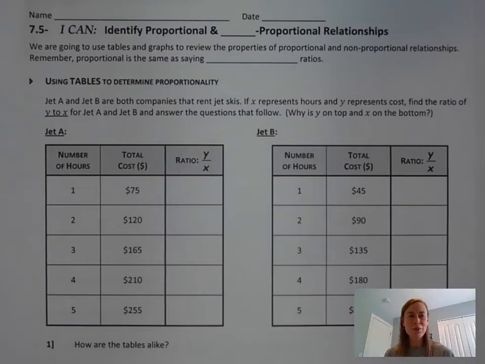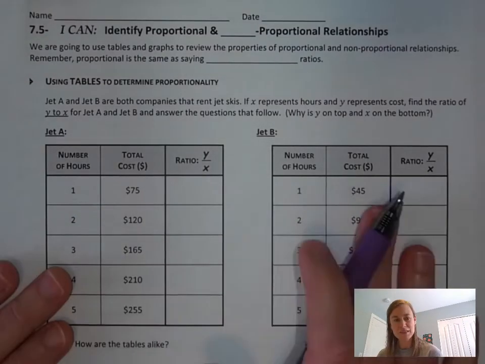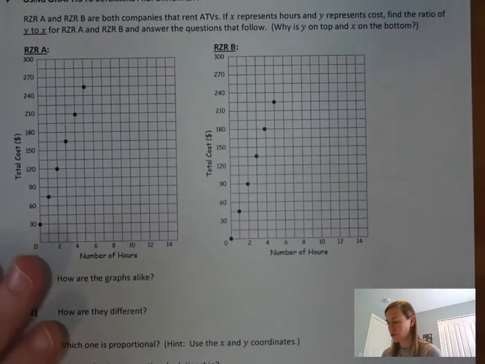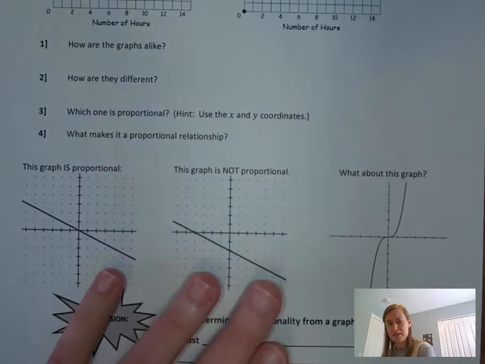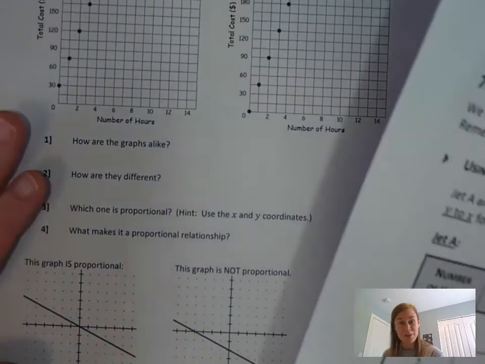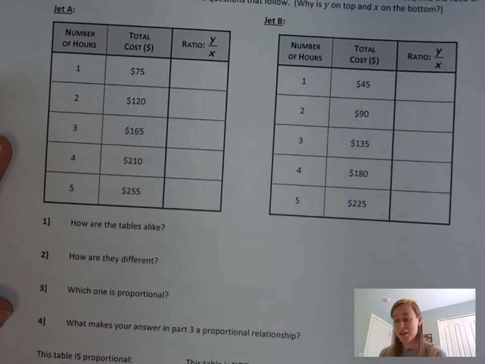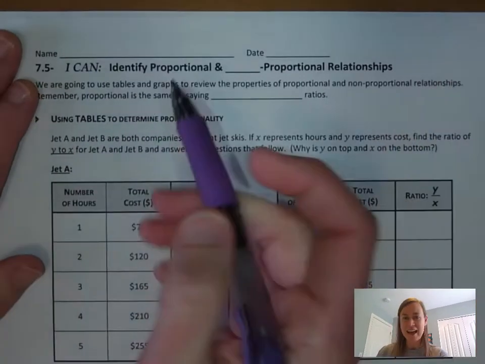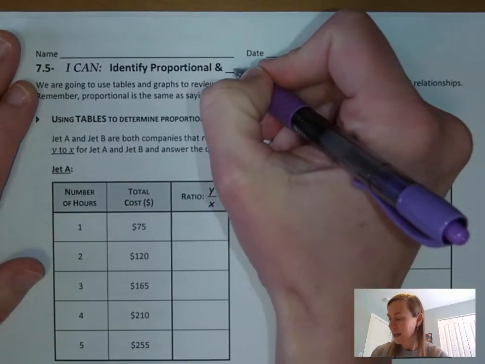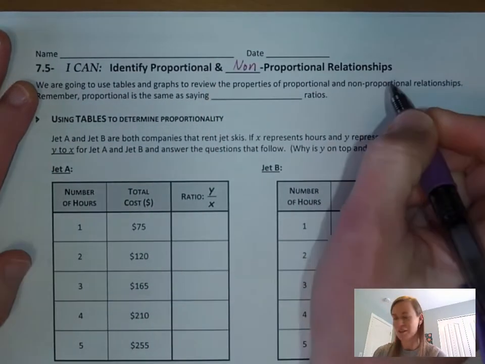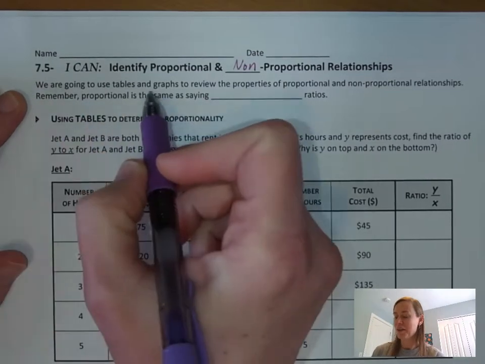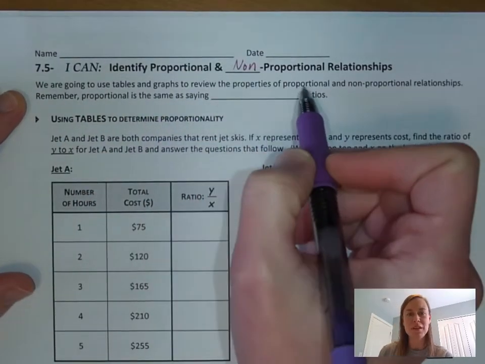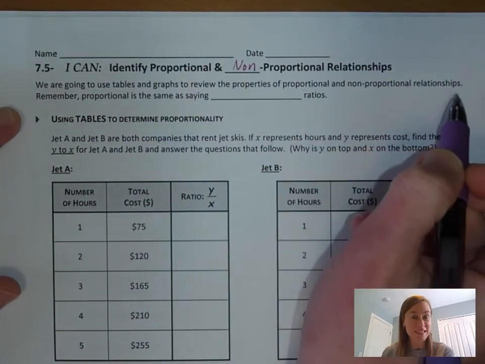Hey there, everybody. Today we're going to be talking about whether relationships are proportional or not. Specifically, we're going to be using tables like these and graphs like these and looking at the information on those and figuring out if that information is proportional or not. So our I can statement for today is I can identify proportional and non-proportional relationships. We're going to use tables and graphs to review the properties of proportional and non-proportional relationships.